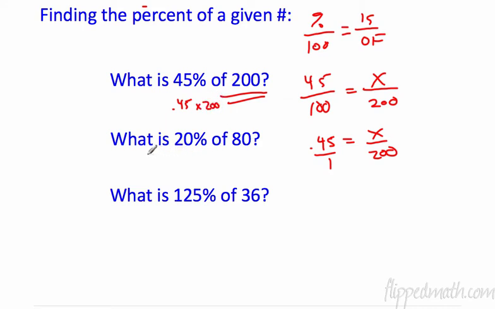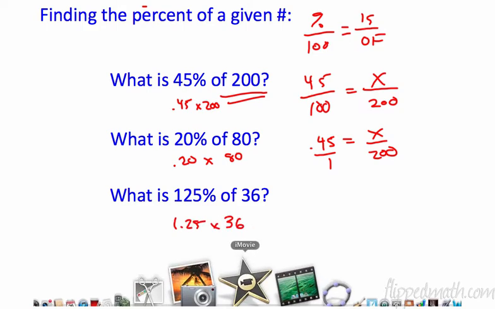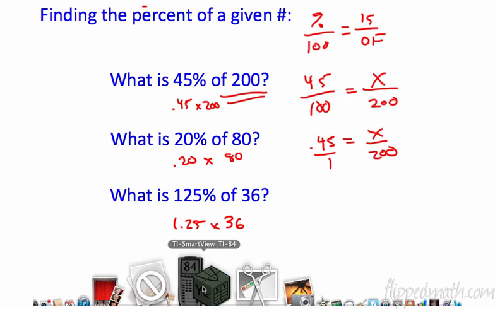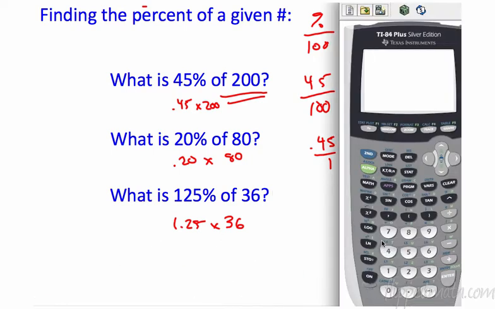So for the second example, what is 20% of 80? We can say it's 0.20 times 80. For the third example, 125%, you move it to 1.25 times 36. All right, so we're going to get the calculator out. Again, this is a shortcut. It's what eventually, after you do a lot of percents, you're going to do it this way because you realize how quick it is. You just have to recognize when it's appropriate to do this. And it's whenever you're taking the percent of a number.